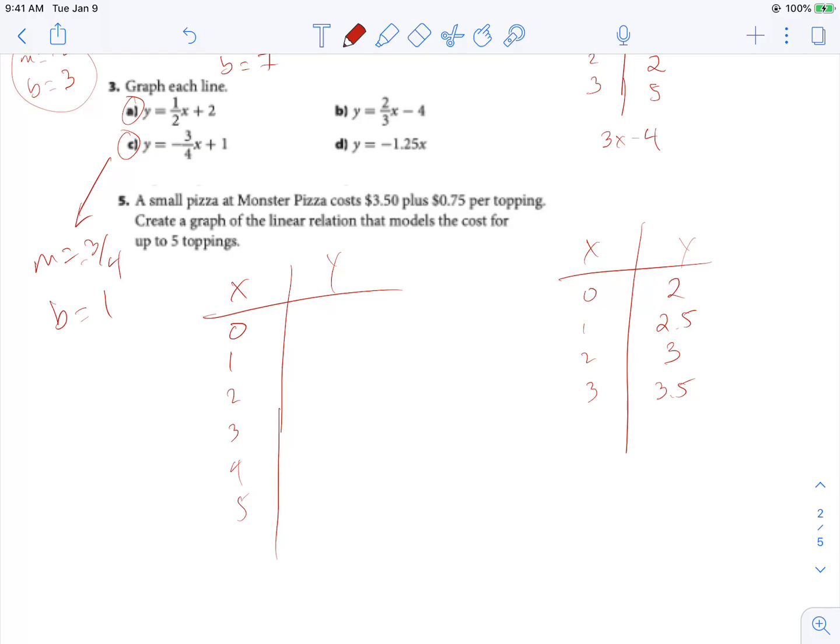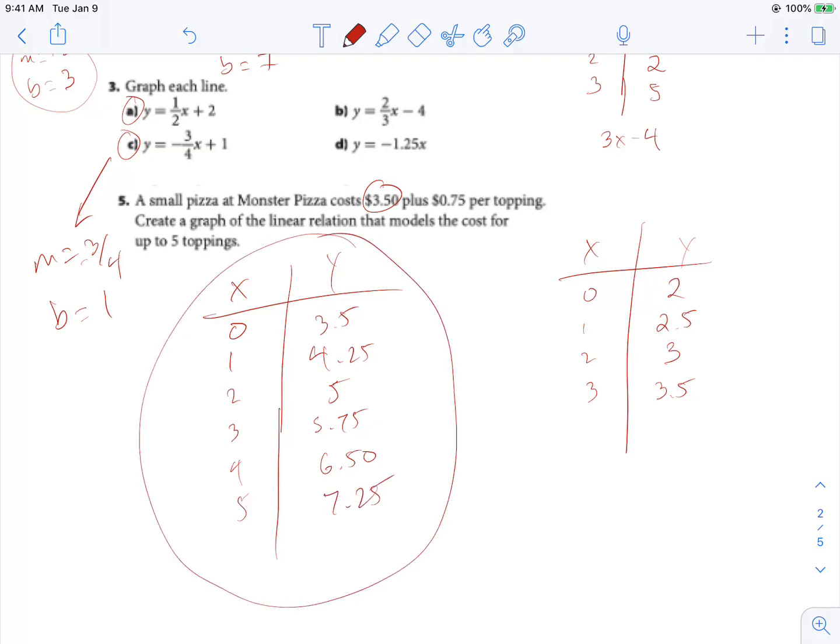So if you get no toppings, pizza's still going to cost $3.50. Now if you get 1 topping, you got to add 75 cents to that, so it's going to cost you $4.25. If you get 2 toppings, it's going to cost you $5. 3 toppings is going to cost you $5.75. 4 is going to cost you $6.50, and 5 is going to cost you $7.25. Now you could take all this and you could turn it into a lovely graph, but I trust that you are fully capable of doing that.